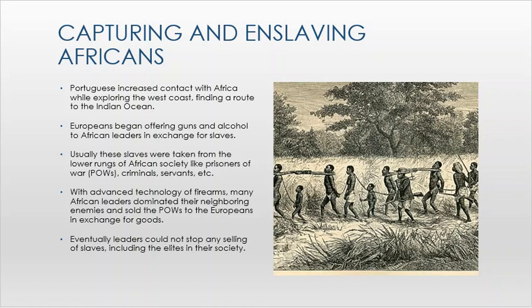So the Portuguese, remember the Portuguese, come in contact with Africans as they're exploring the west coast of Africa, and they eventually find that they can go around the southern tip of Africa and get to India and the Indian Ocean, right? During that time, the Portuguese started increasing their contact with African tribes and African societies while exploring that coast. Europeans began offering guns and alcohol to African leaders in exchange for slaves.